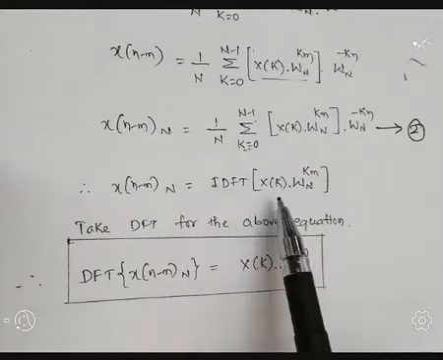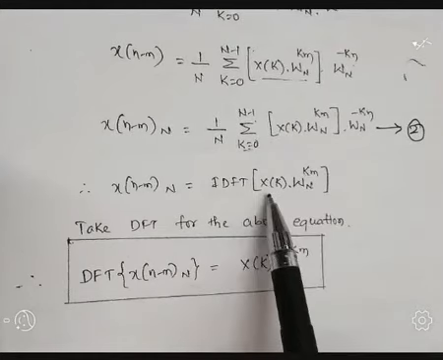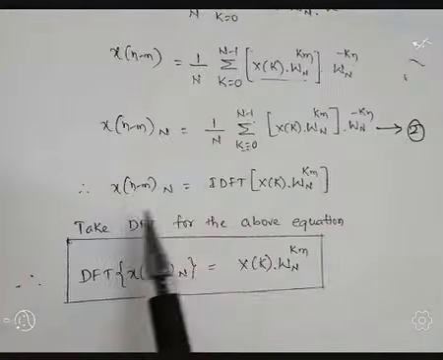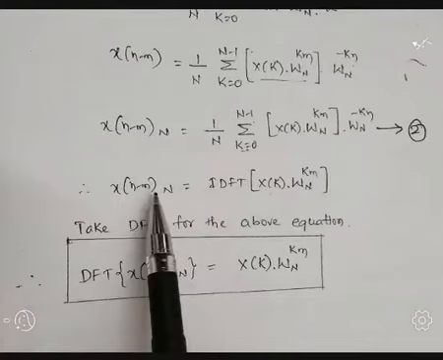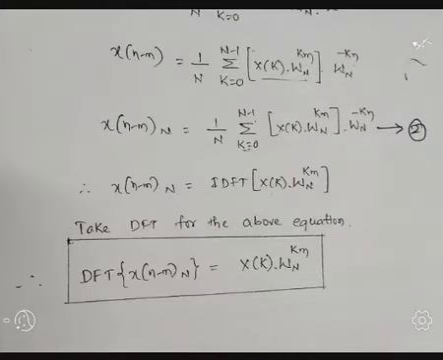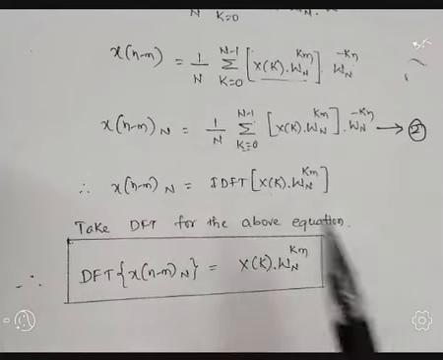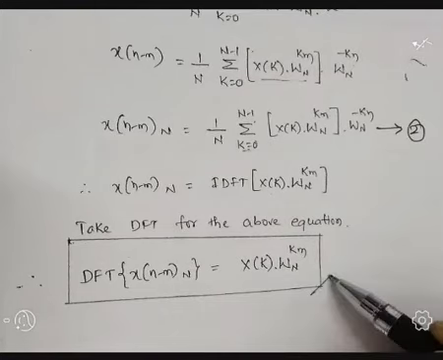X of k multiplied by Wn to the power km. So if you are writing in terms of x of n minus m being the IDFT of this, if you calculate the DFT, apply DFT on both sides, DFT of x of n minus m of n is equal to, DFT and IDFT get cancelled, left with X of k multiplied by Wn to the power km. This is the circular time shift property.